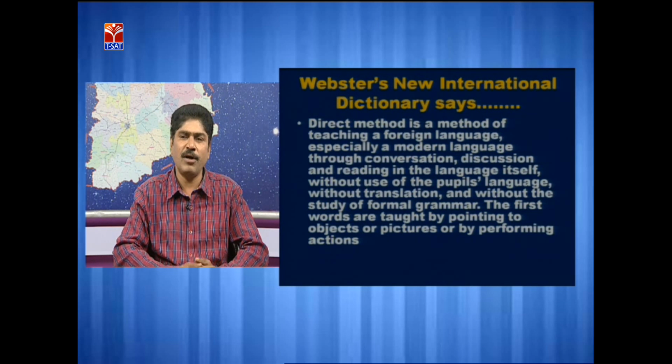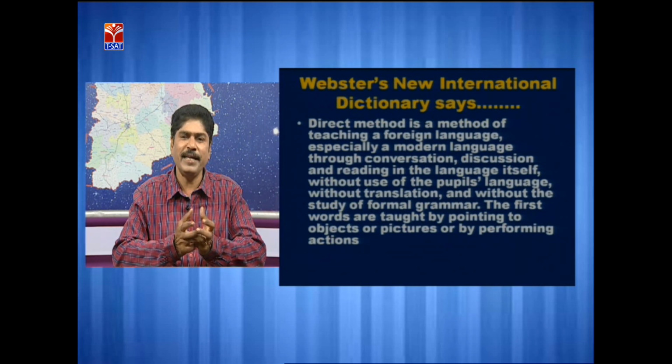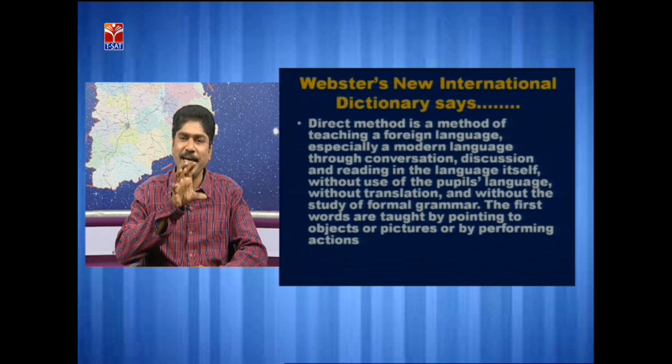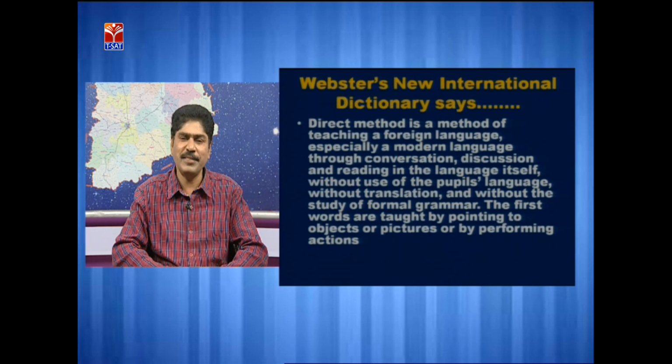The first words are taught by pointing to objects or pictures or by performing actions. Here in direct method, the name itself gives information to us. That means we teach English by using English only. We use the target language, that is all. Mother tongue is completely banished from our classroom. Teacher should not use mother tongue and students also should not use mother tongue. This is the main essence of direct method.